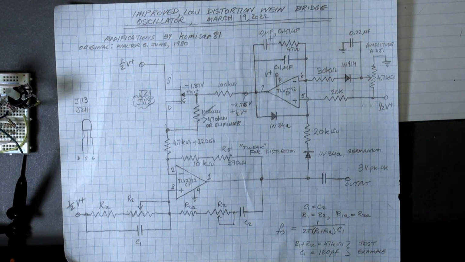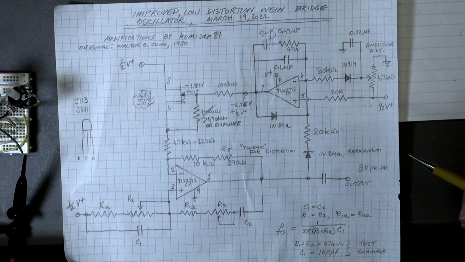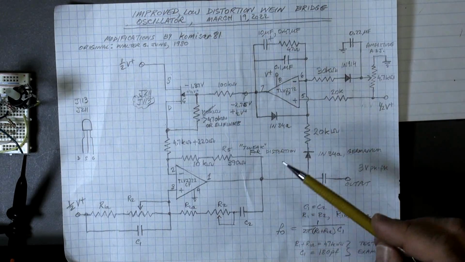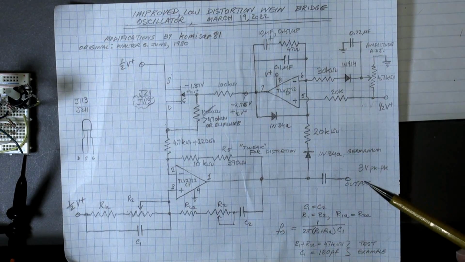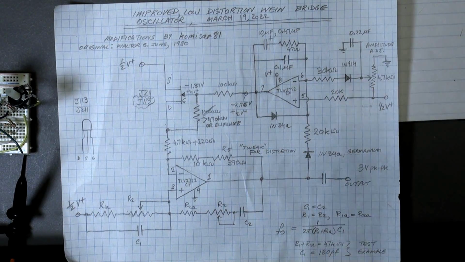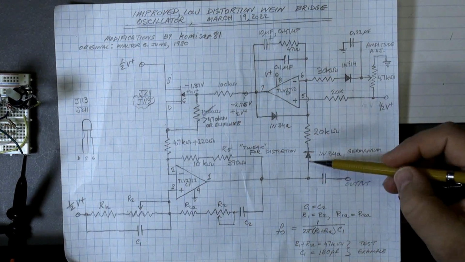Okay, so since I'm using single rail supplies, I have a V plus, I have a ground, and I need to have also a virtual ground, or a halfway point between V plus and ground, because the original circuit was done with split power supplies.